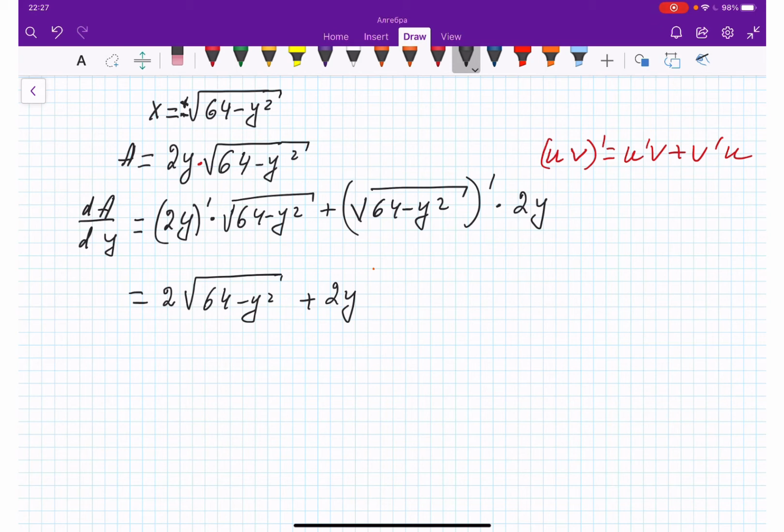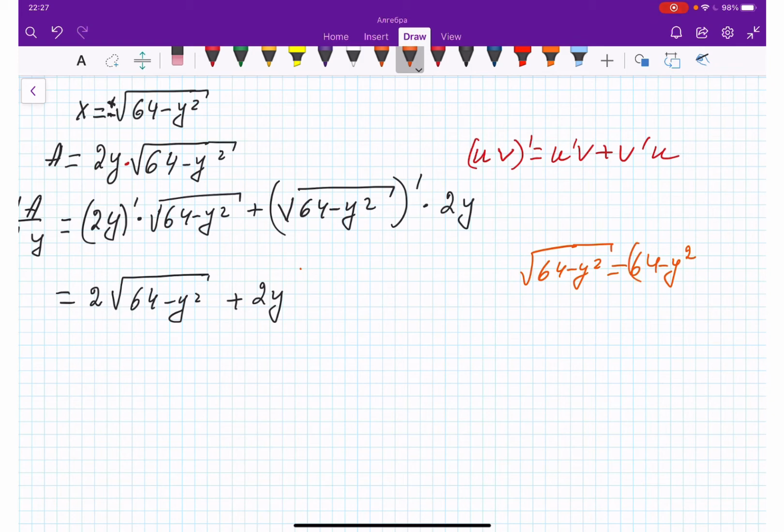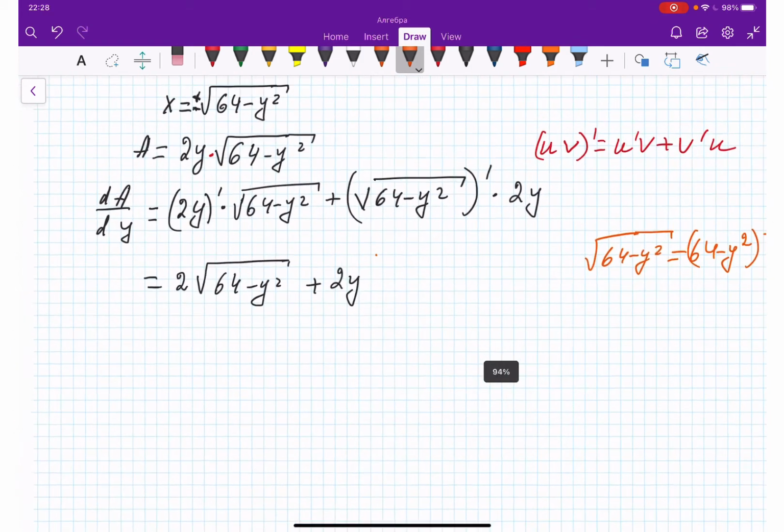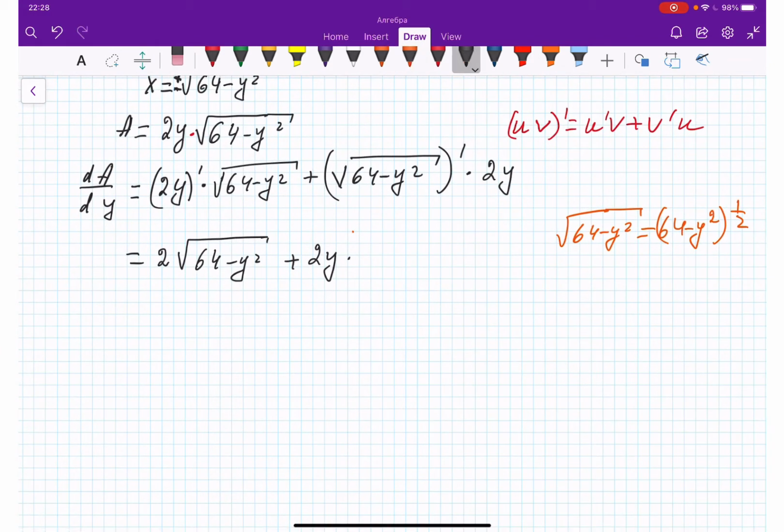So if I represent the square root of 64 minus y squared, it's going to be equal to 64 minus y squared to the power 1/2, right? So if we take the chain rule, 1/2 comes in front, and 64 minus y squared to the power negative 1/2, and times negative 2y. Why negative 2y? Because we are going inside and taking the derivative of the inside of the square root, okay? So this is what we get.